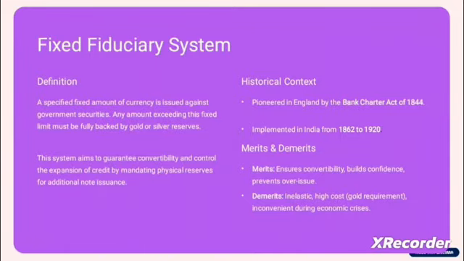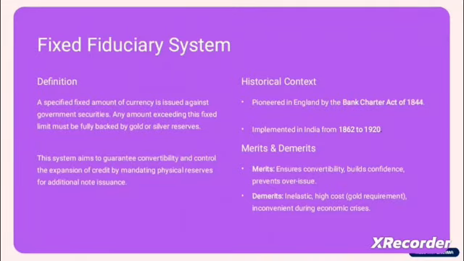Slide 6. Fixed fiduciary system. In the fixed fiduciary system, a specified fixed amount of currency is issued against government securities. Any amount exceeding this fixed limit must be fully backed by gold or silver reserves. This guarantees convertibility and controls credit expansion by mandating physical reserves for extra note issuance.